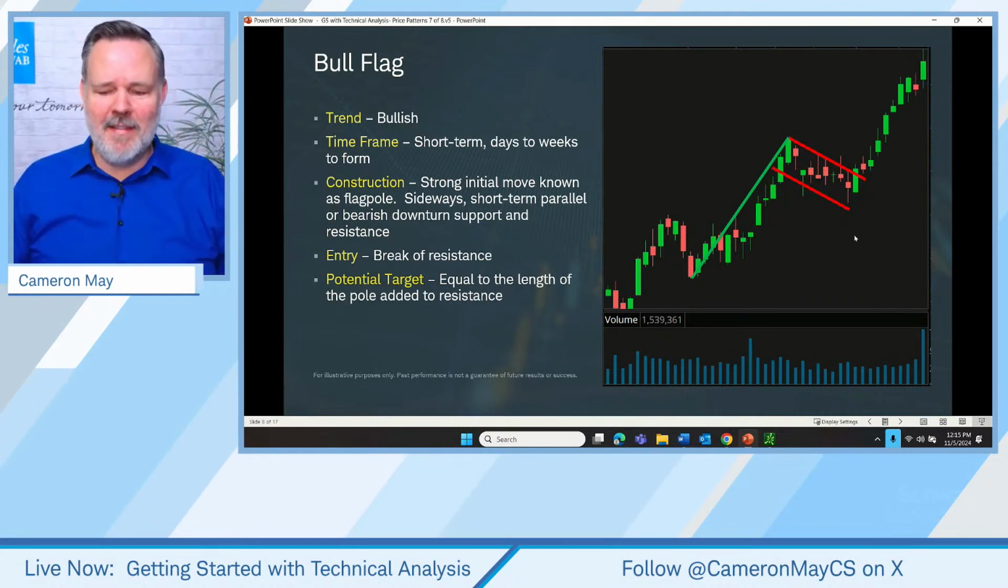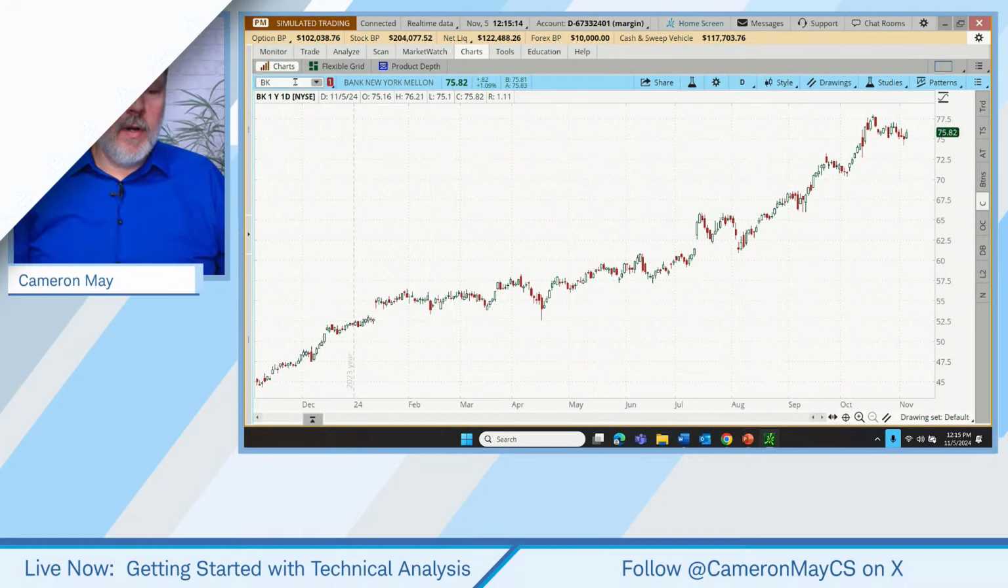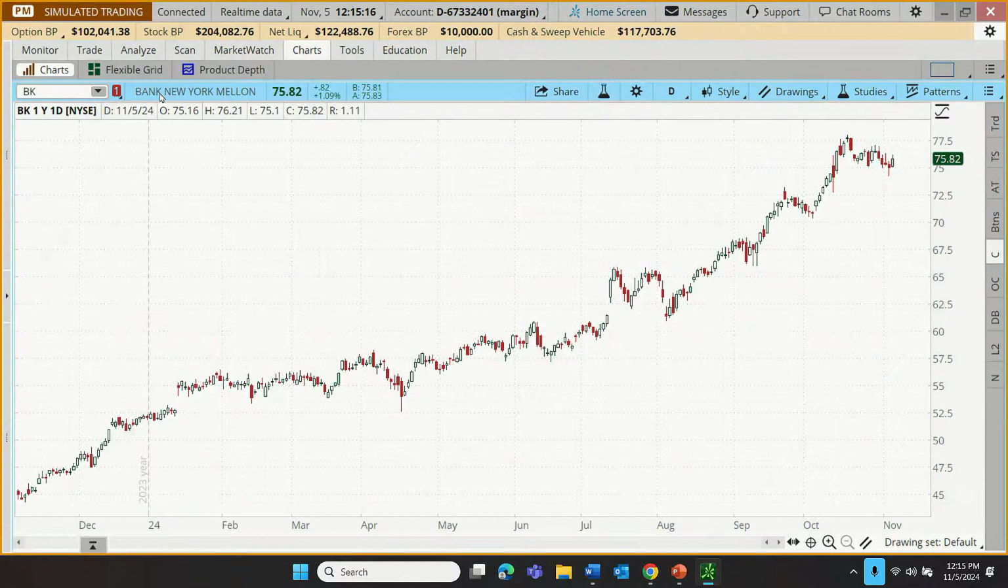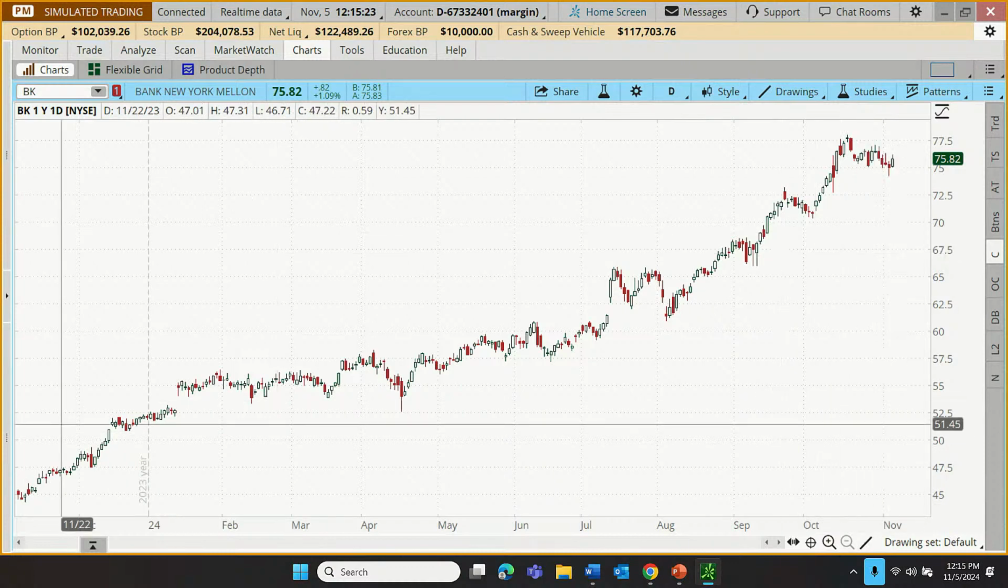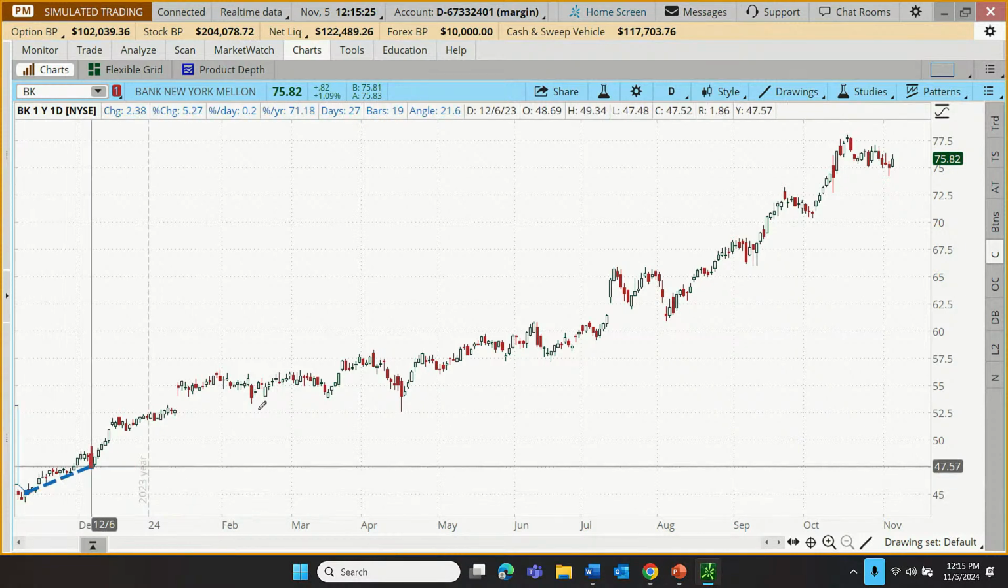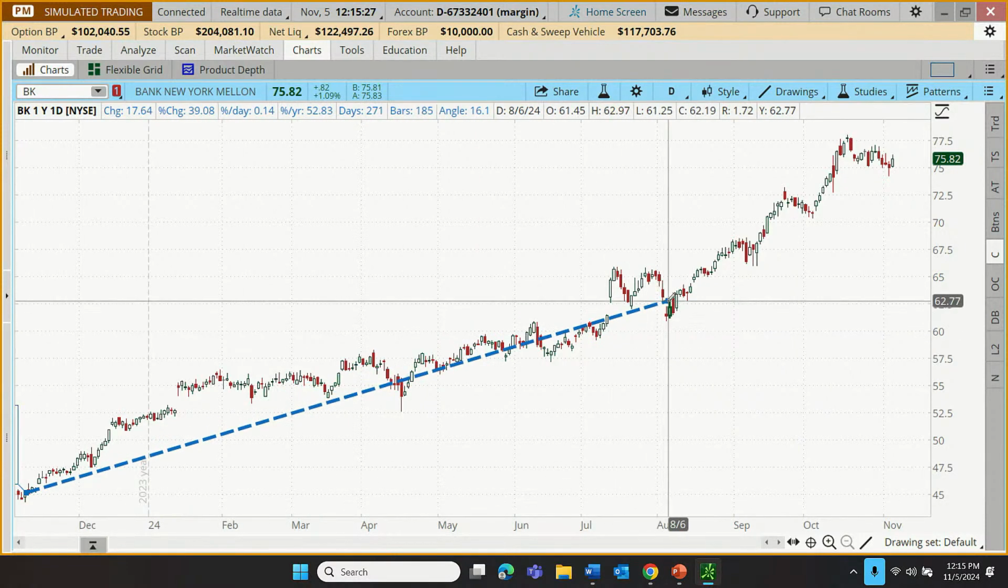So let's go look at an example. That's okay to learn this stuff on paper, but let's go see a current example of behaviors like this on a stock chart. So here's BK. First thing that we look for is the trend. So where has this stock already been traveling?